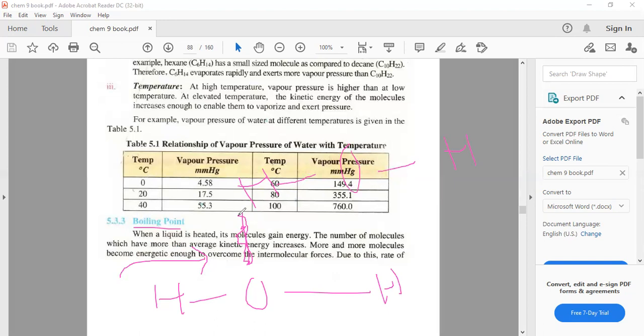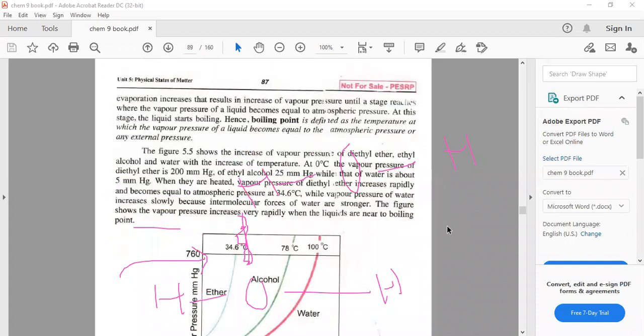Due to that separation, they will evaporate, they will vaporize. So when they vaporize, what will happen? Due to that vaporization, the vapor pressure increases, as we have discussed previously. If the temperature is more, the vapor pressure will be more. If the vapor pressure is increased, then the vapor of that liquid must be equal to the atmospheric pressure.